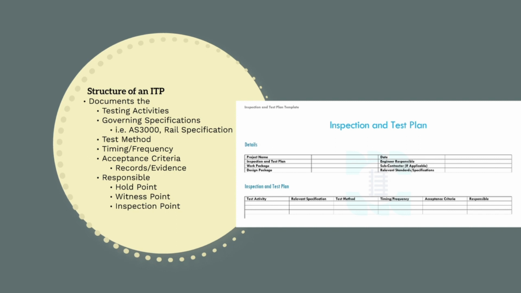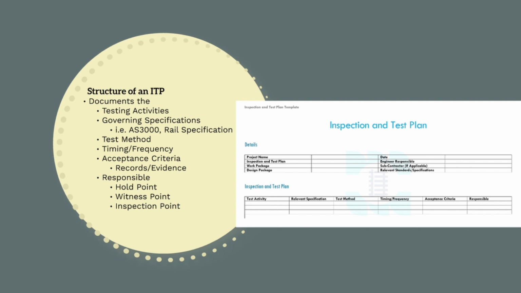Next, we need to list the test method. This is the method we use to complete the inspection. For example, to verify our trench depth, we may measure it with a tape measure. Other types of test methods may include visual inspection or forms of testing.